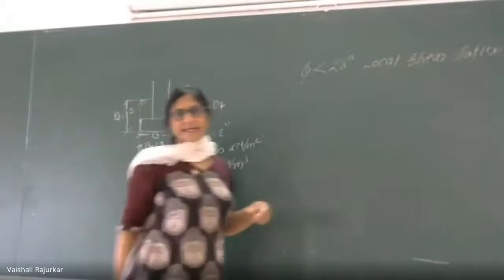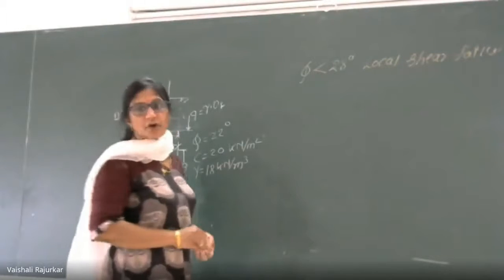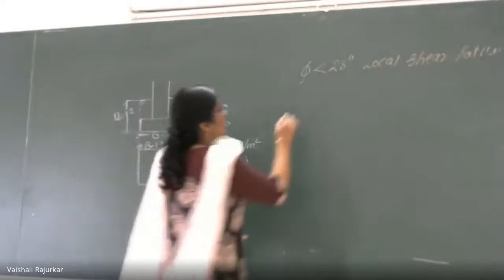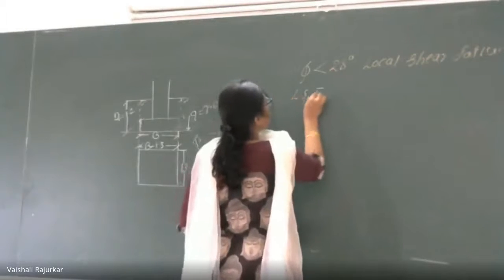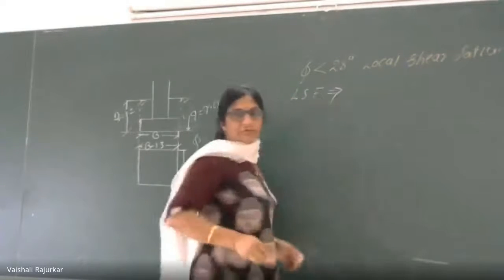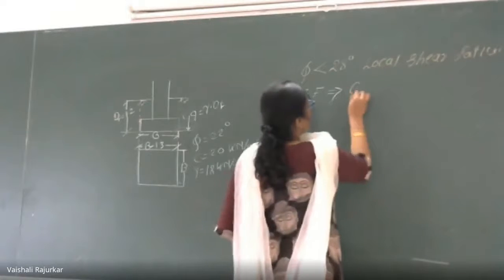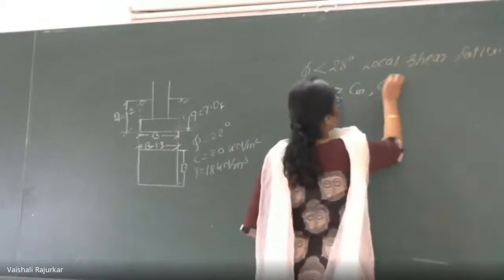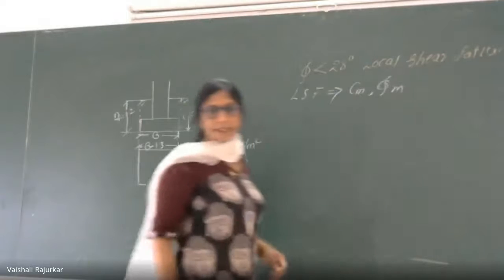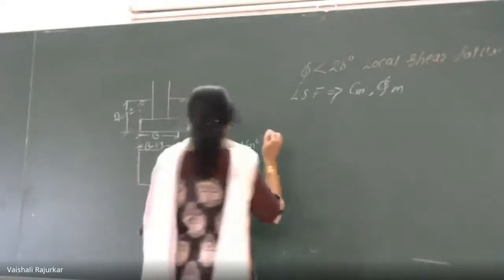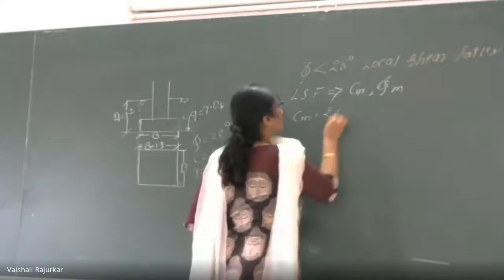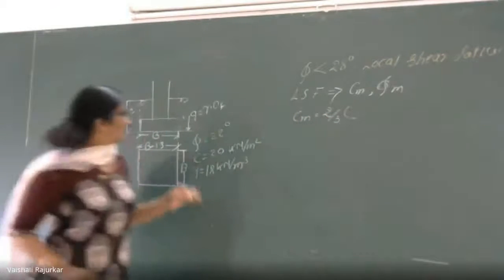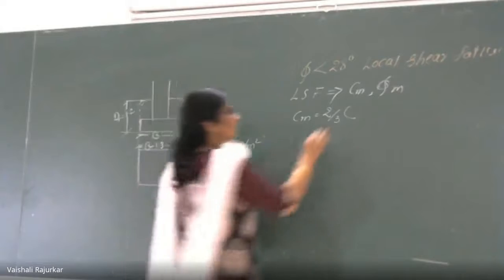So phi is less than 28 degrees. So it is the case of what? It is the case of local shear failure. And if there is local shear failure, phi and C have to be modified. Cm and phi m you have to find. Right? So what is Cm? Cm is equal to 2/3 of C. What is the value of C? C is 20.